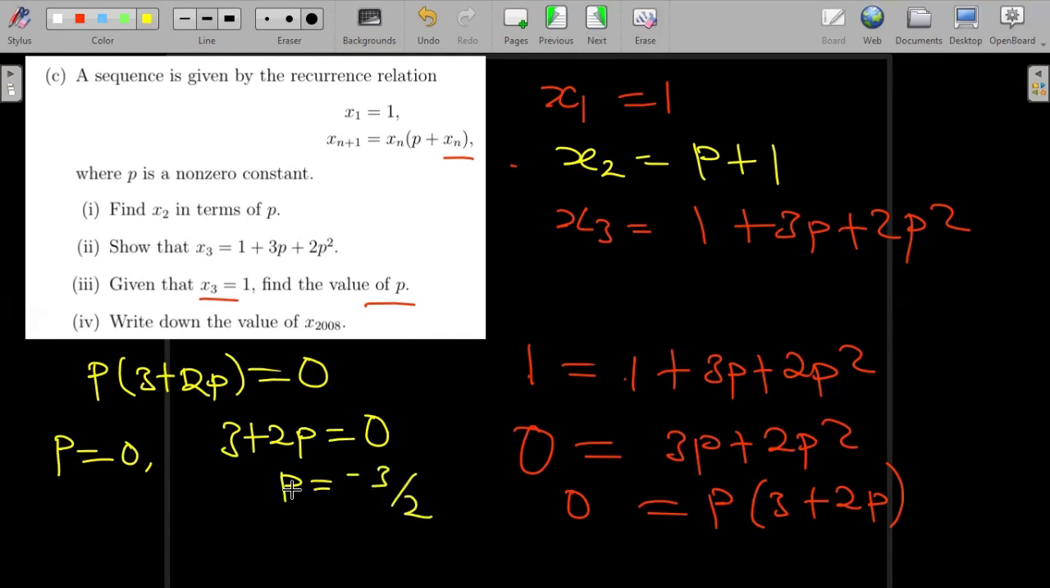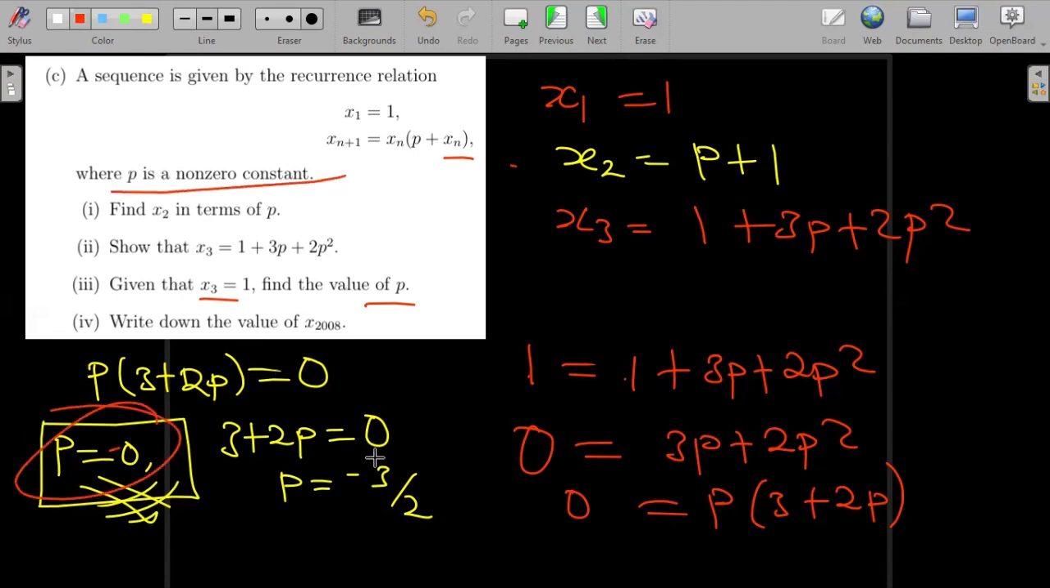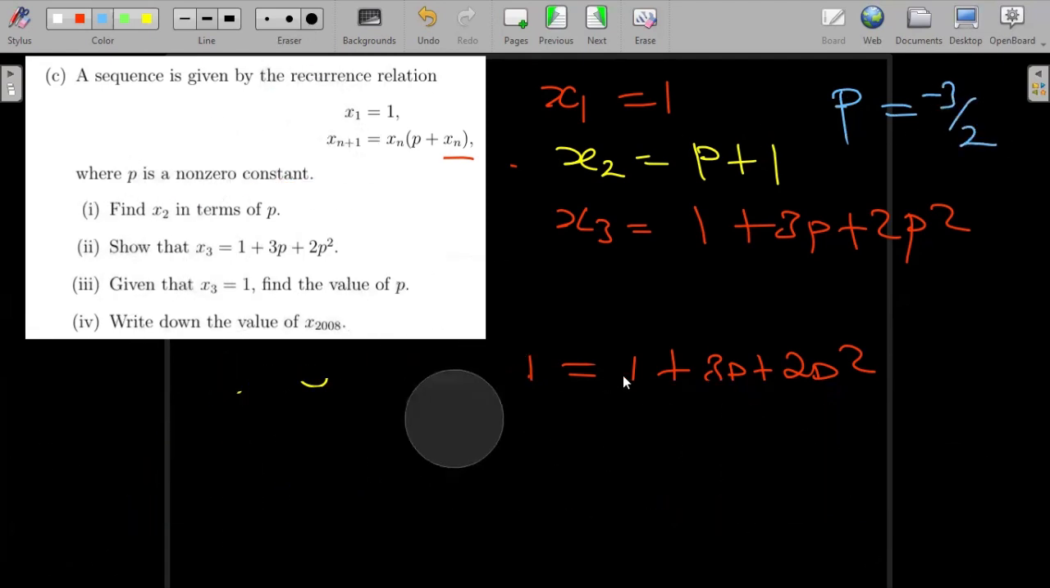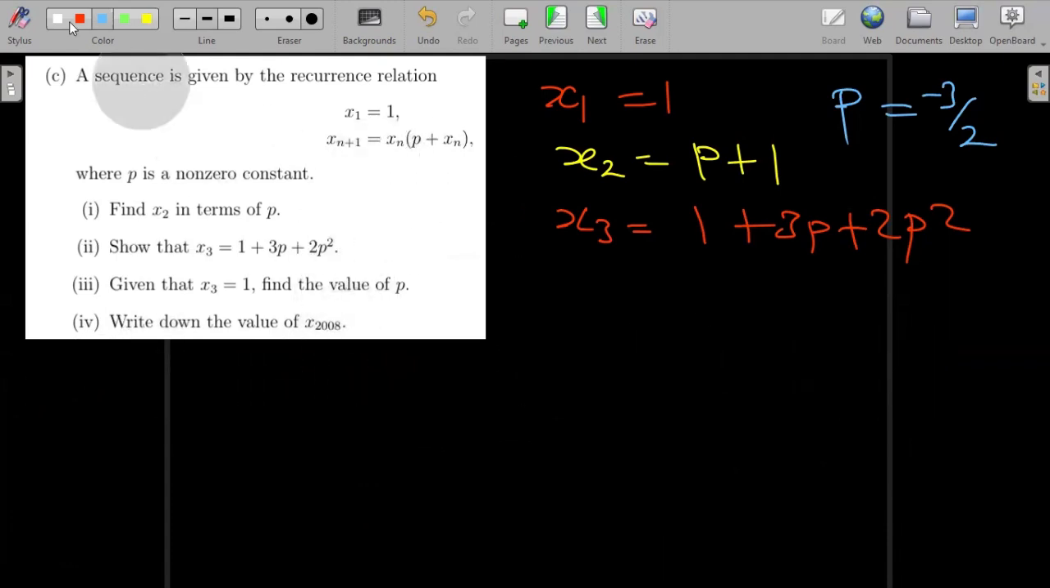Here, what we're going to do is discard this. This cannot be the answer because they said p is a non-zero constant, so it cannot be 0. So we're going to pick this one as our p. Let's write our p somewhere. p is equal to minus 3 over 2. So from there, it means we can even find the actual values of x2 and x3.